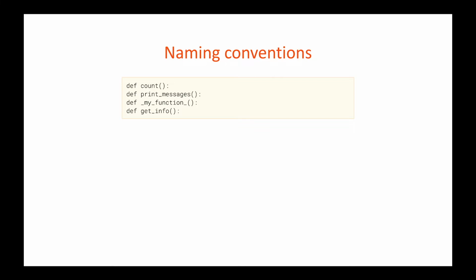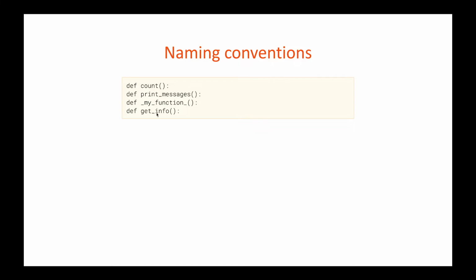This is a good name. Something like print messages, that's also a good name because it tells the reader what the function does in a couple of words, and we respect that convention with an underscore between words. Then we have another example that starts with an underscore. So underscore my underscore function. This is also valid. You can use this format as well.